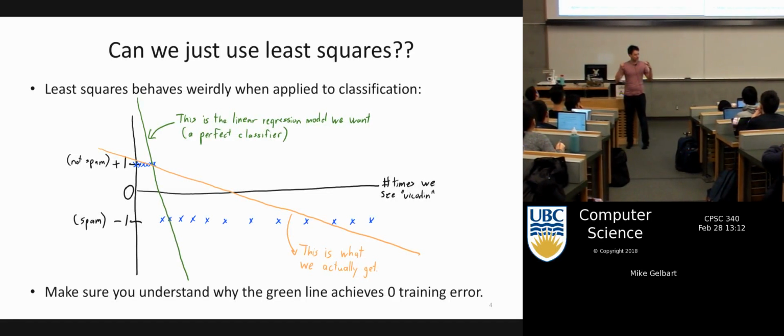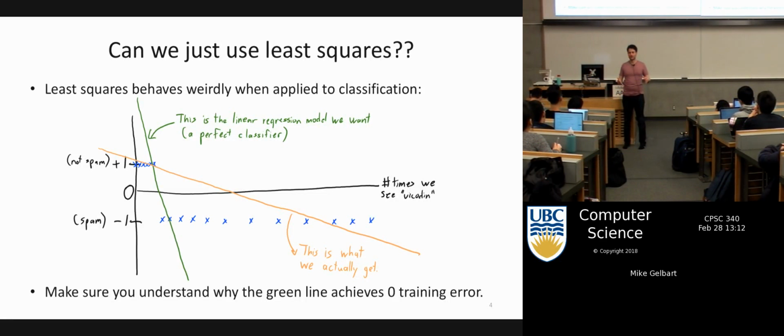So what I'm trying to argue here is don't just use the squared error for classification. It doesn't make sense for classification. And here's an example where we know the green line is doing a better job of what we're trying to do, but the orange line has a lower loss and therefore would be selected, which doesn't make sense.